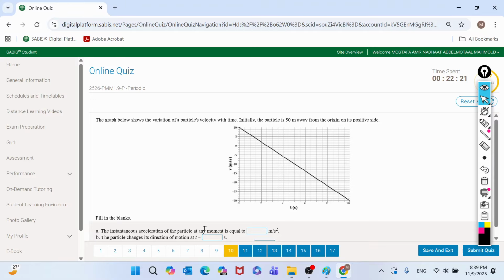Okay, the instantaneous acceleration of the particle at any moment is equal to the slope of the graph, so v final minus v initial. You can use any two clear points. I'm just going to use the last point and the first point. So v final is negative 30 minus 10 over 10 minus 0. You get negative 4. So it's negative.